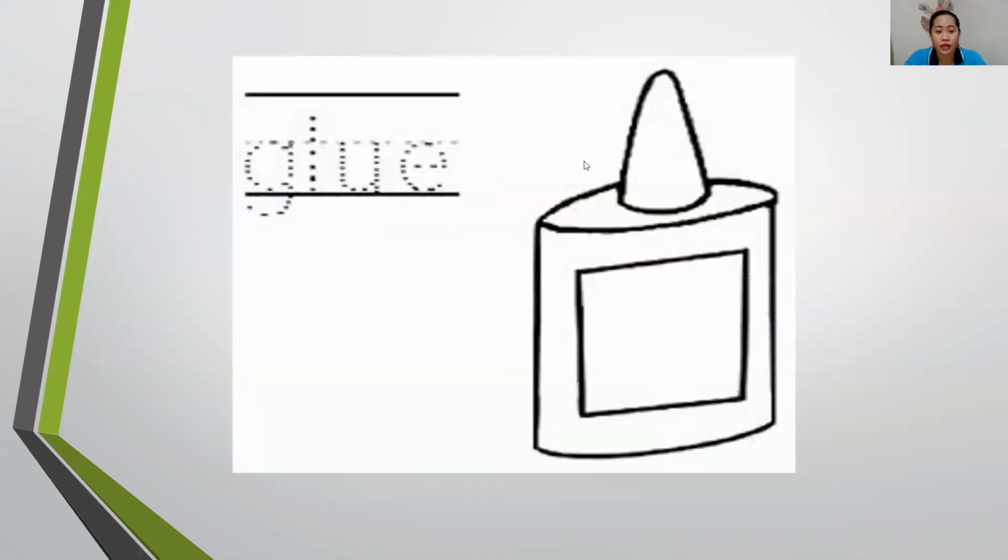The next one is the glue. Glue is G-L-U-E. How are you going to use it when you stick something? It's the glue. Glue spells G, L, U, E. Okay, it is a glue. You can color whatever color you like, blue, green, orange. Just remember to say the words correctly.